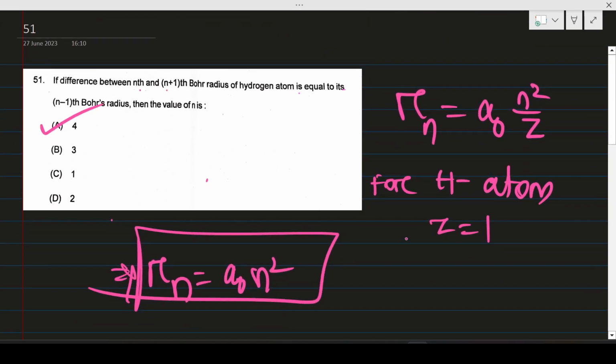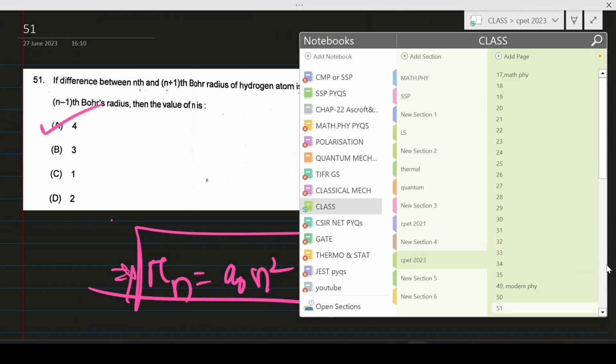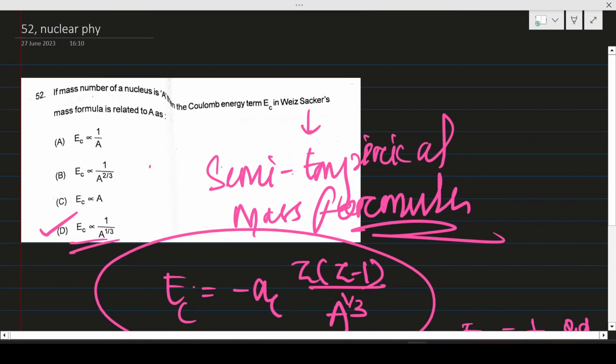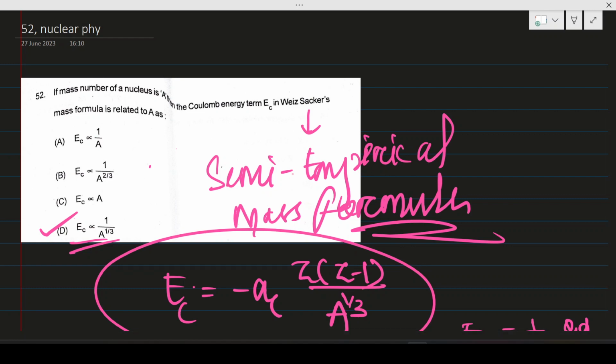So the answer will be 4. Next, nuclear physics started. If the mass number of a nucleus is A, then the Coulomb energy term EC in the Weizsäcker mass formula is related to A as... So this is basically the semi-empirical mass formula, which is derived from the liquid drop model.